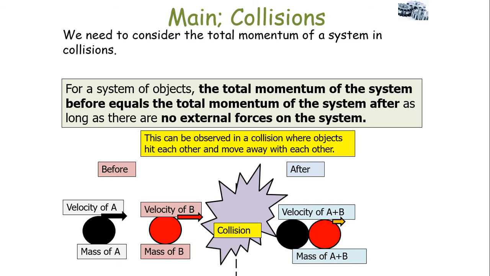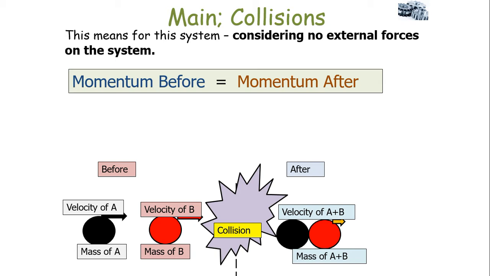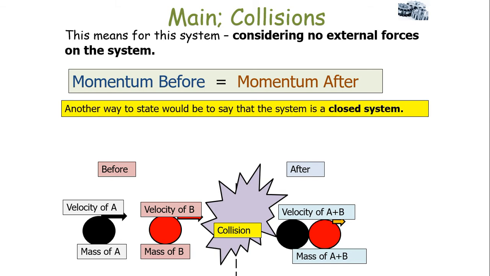So this can be observed in a collision where objects hit each other and move away from each other. So we can say momentum before equals momentum after if we consider there are no external forces on the system. Another way of saying this is to say that the system is a closed system.